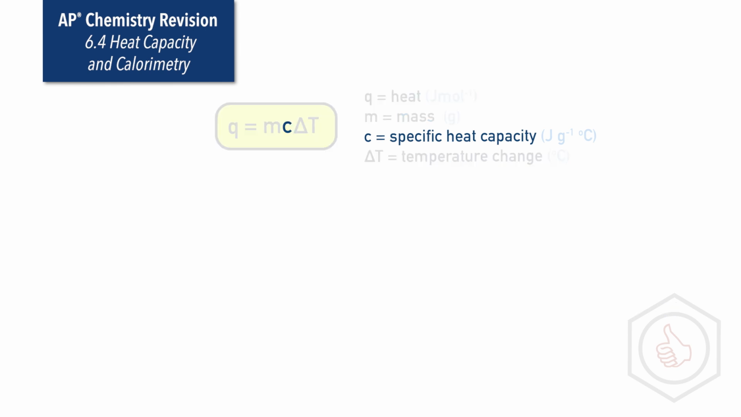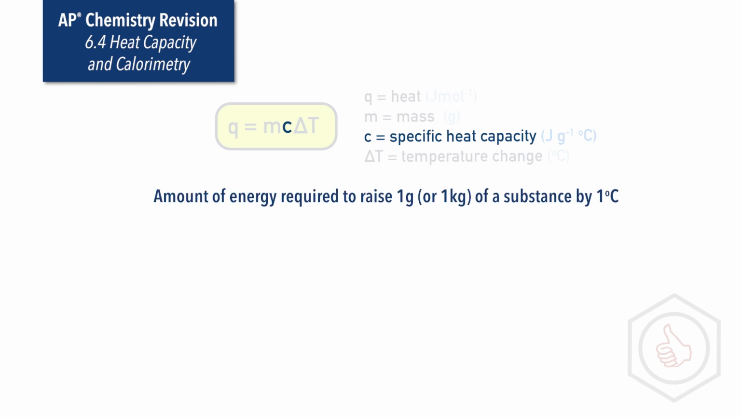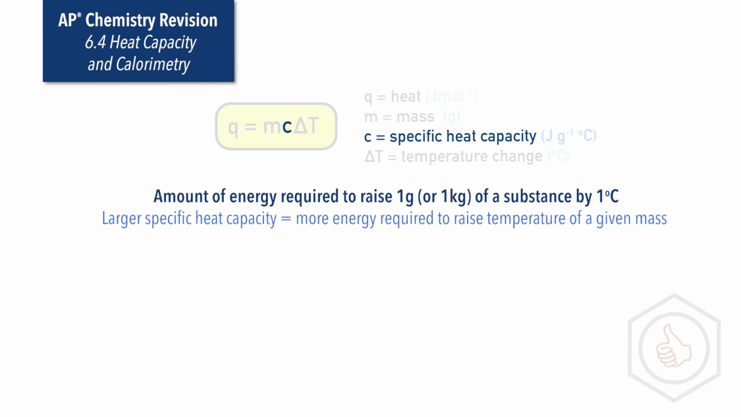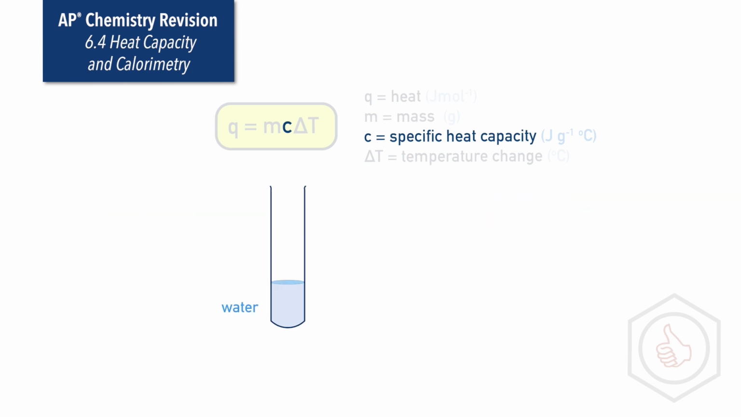Specific heat capacity just refers to the amount of energy required to raise 1 gram of a substance by 1 degree Celsius. Its usual units are joules per gram per degree Celsius. A larger specific heat capacity means the substance resists temperature change, and it therefore needs more energy to heat up by a certain amount. For example, water has a much higher specific heat capacity than copper.